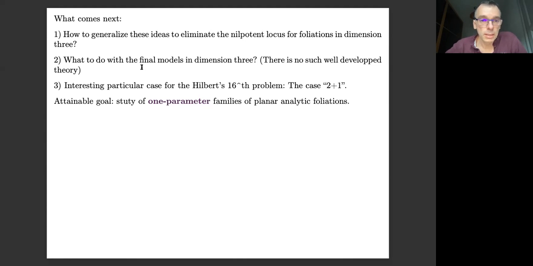The second thing is what to do with the final models in dimension 3. Because there is a very well-developed theory for these elementary singularities in dimension 2, and it is much less understood in dimension 3 and greater.